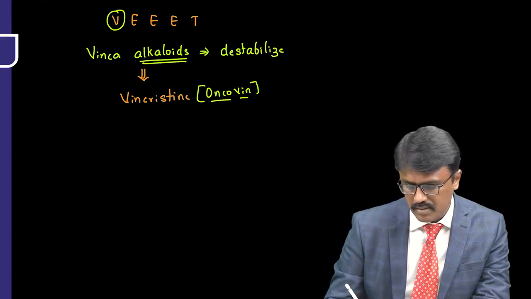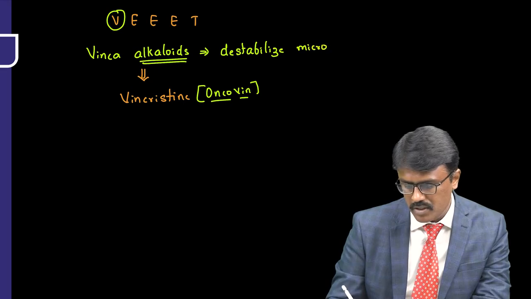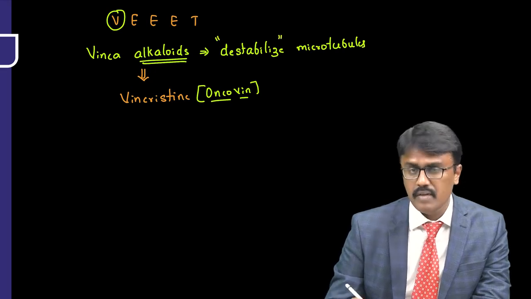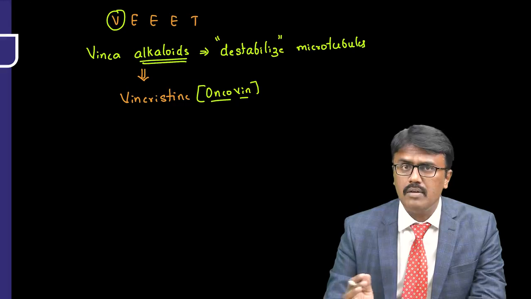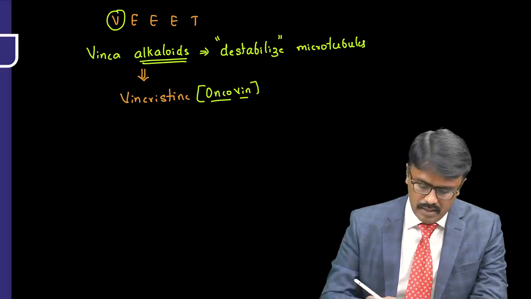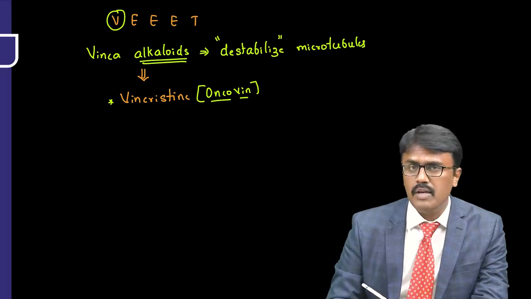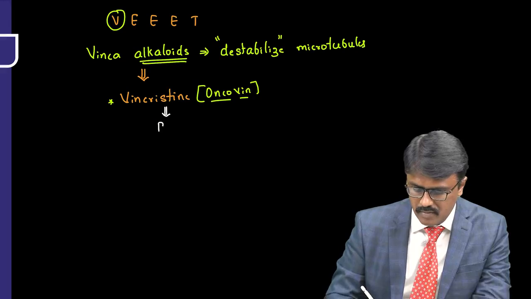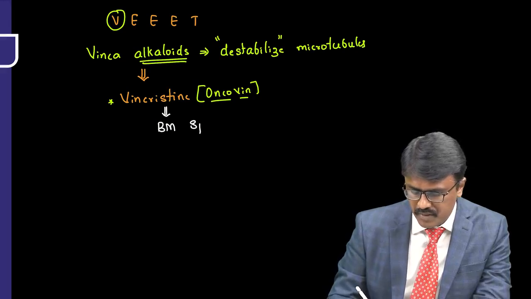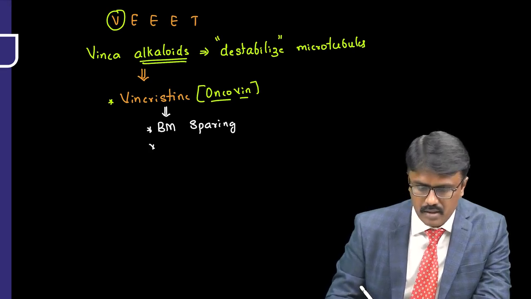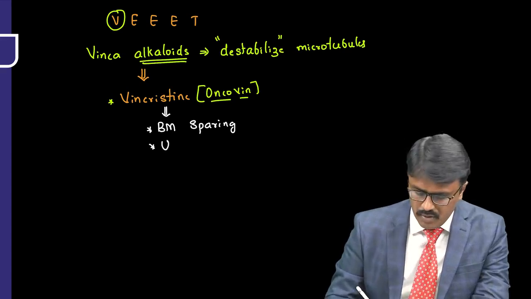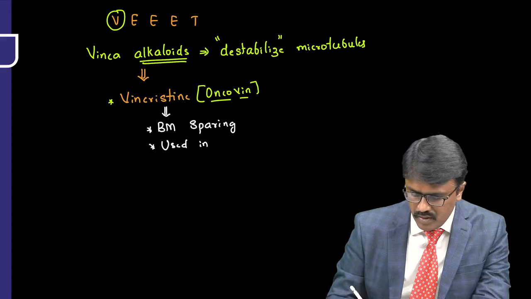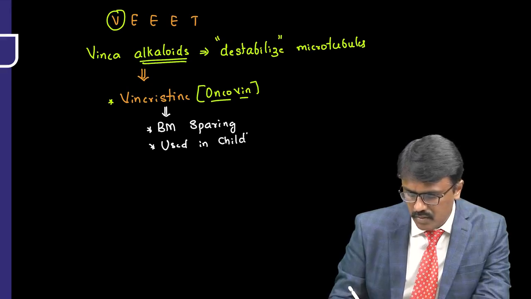They destabilize microtubules, and they keep them in that stage only. They will make it destabilize. They don't allow them to stabilize. So like that they damage, and the drug is called vincristine. The specialty of vincristine is that the drug is a bone marrow sparing drug. It is also used in childhood tumor.